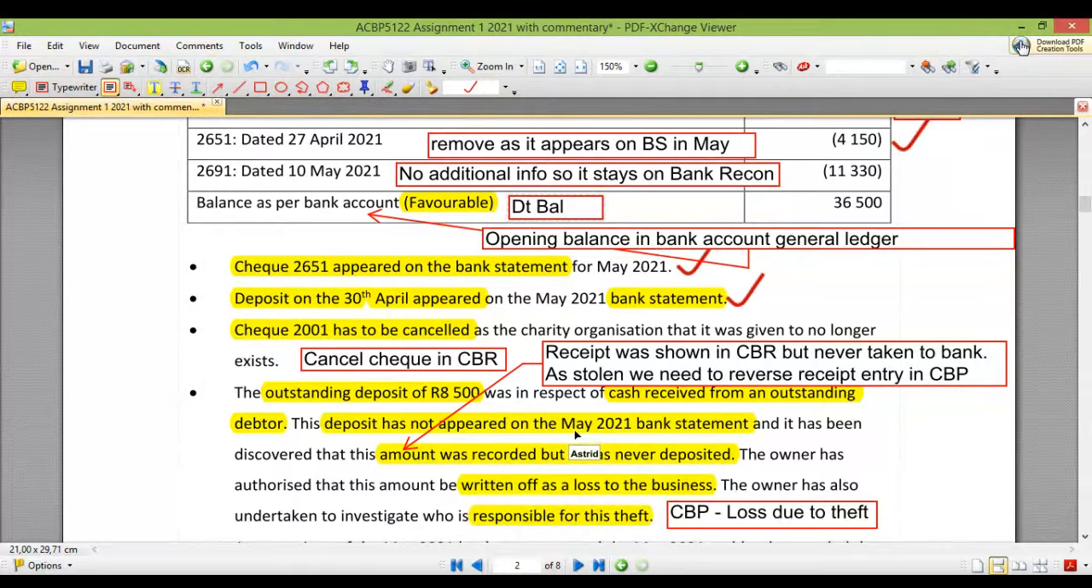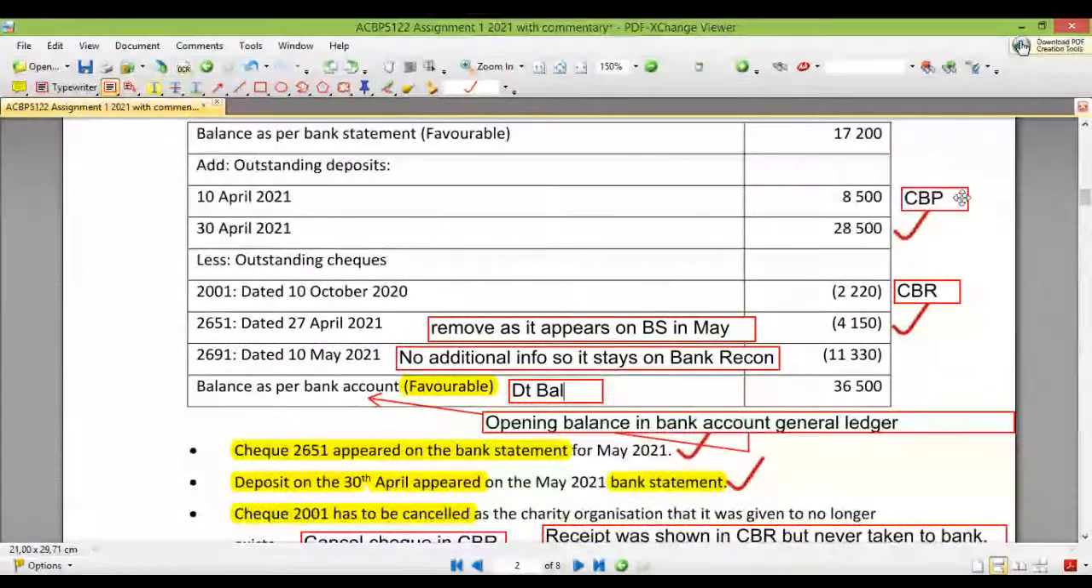Because I initially recorded it in the cash book receipts, to reverse that entry, I have to put it in the cash book payments, and my description then would be a loss due to theft, because that is what happened. So this amount, the 8,500, will no longer be on the bank recon, but it will go to the cash book payments to reverse it.